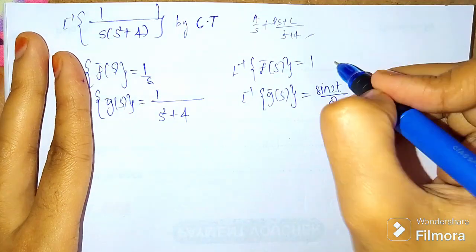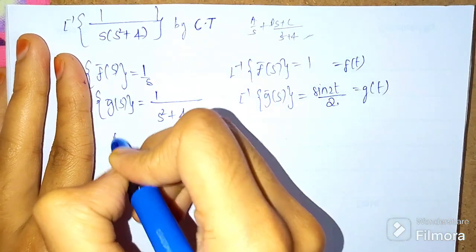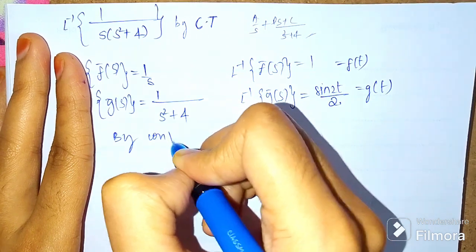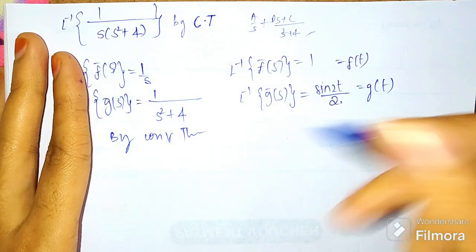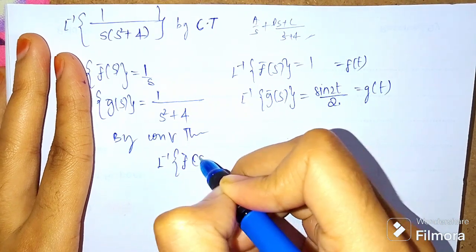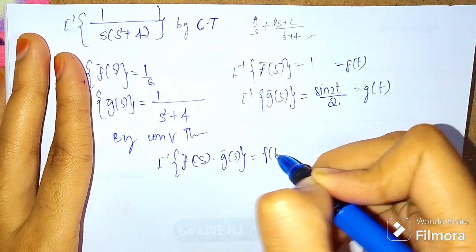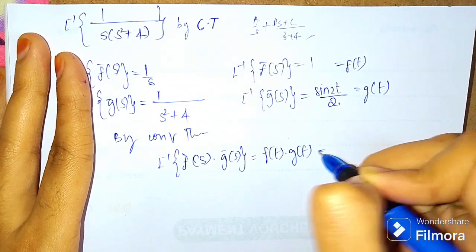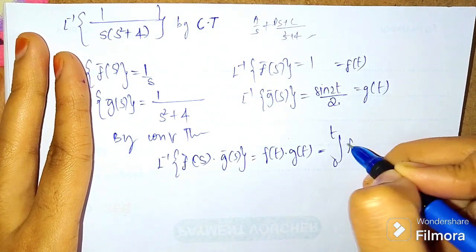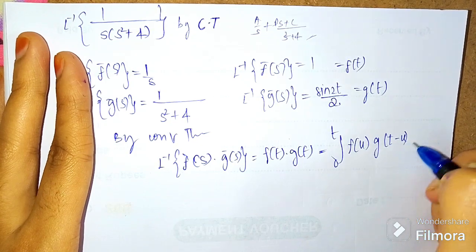Okay. So this is my f of t. This is my g of t. By the convolution theorem, write the whole statement. Laplace inverse of f bar of s into g bar of s, f of t into g of t, is equal to the integral of f of u into g of t minus u du.